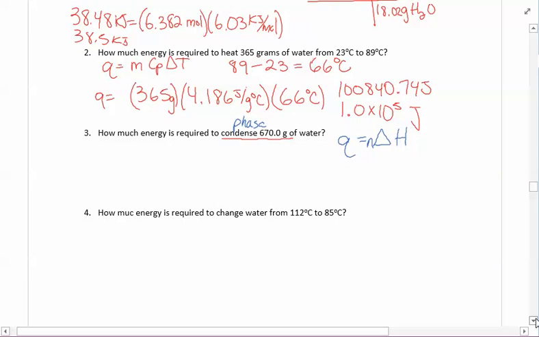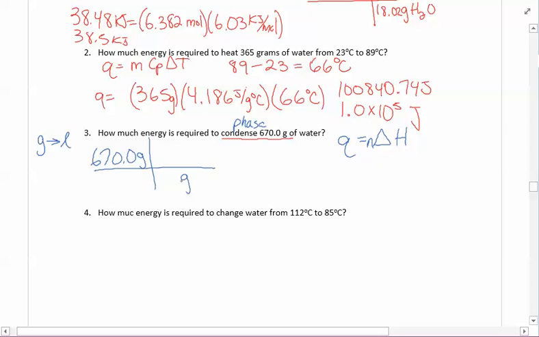So we are condensing. When you have a phase change, I always like to think of what is happening. For condensing, we're going from a gas to a liquid. In order for this to happen, we need to remove energy, and when we remove energy, we're going to have a negative number. So we have to convert, first of all, the 670 grams of water into moles.